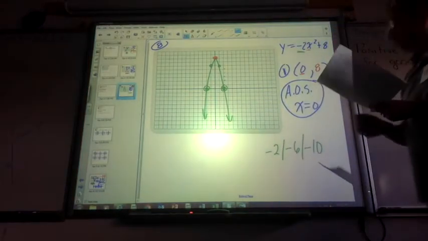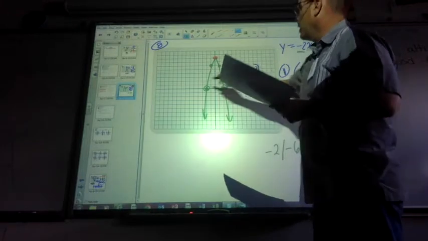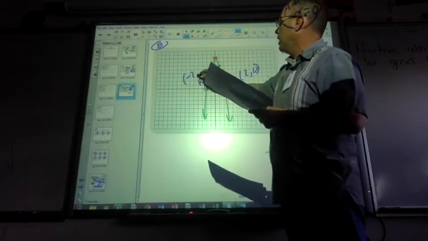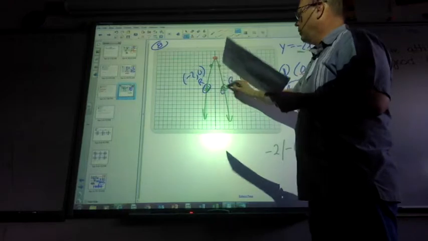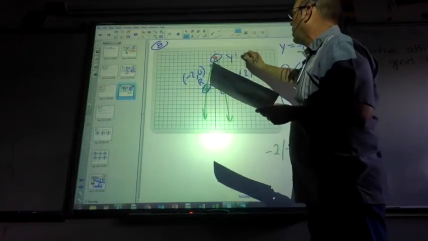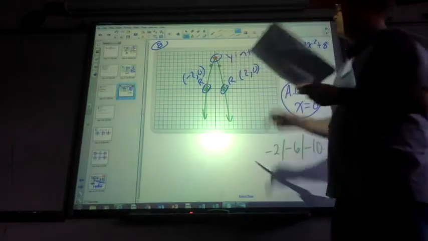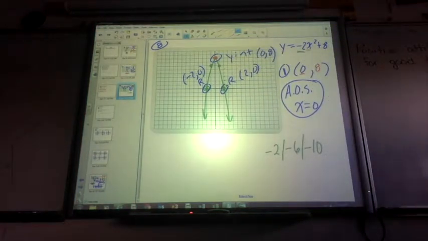Let's see what it's asked for. They wanted a root, so I've got a root right there, which is 2 comma 0. Got a root right there, which is negative 2 comma 0. And then the y-intercept, oh, that's the vertex as well. So the y-intercept is 0 comma 8, which also happens to be the vertex. That's it. 4 points for that problem.